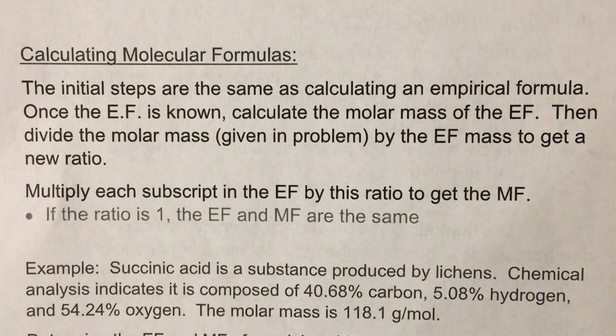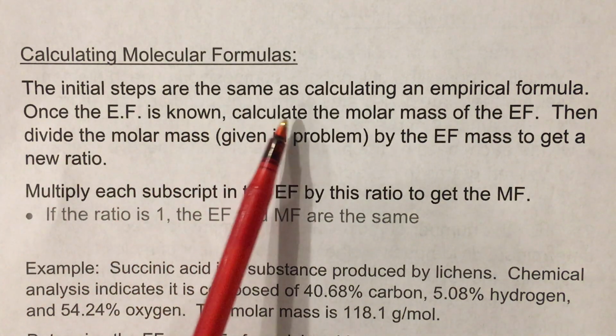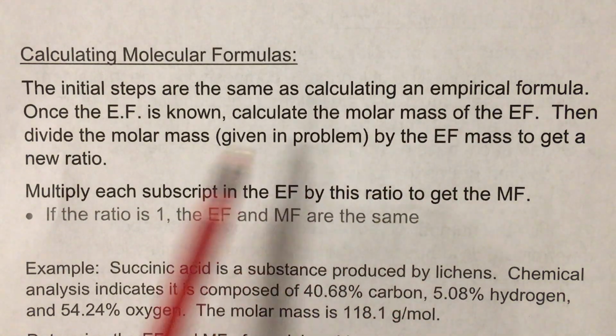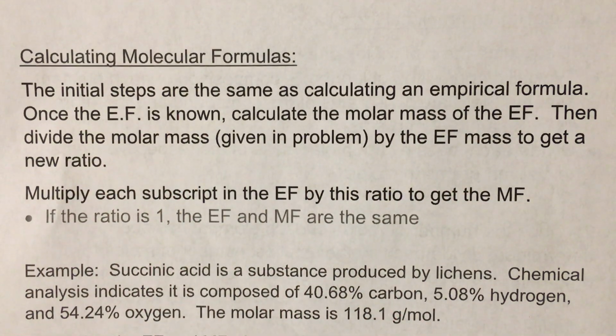All right, so this is the second video follow-up to the empirical formulas video. This would be the next step if you want to also find the molecular formula from an empirical formula. So it's going to start the same. You're going to still find the empirical formula first. Once you know that, you're going to calculate the molar mass of that empirical formula just by adding up the pieces like we've done in the past.